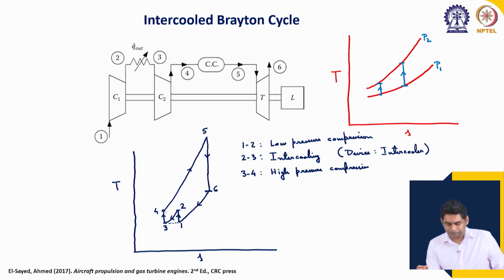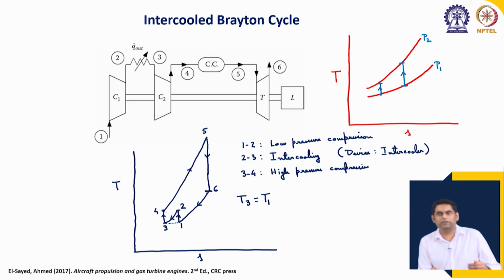Now, why did I say that T 3 should typically be equal to T 1? Because we will use a coolant, typically water, so that the process is inexpensive. This water will be at ambient condition. So, we cannot cool the air below ambient temperature. The theoretical limit is that we reach the ambient temperature, which is the temperature at state 1. So, for the ideal cycle we have T 3 equal to T 1.